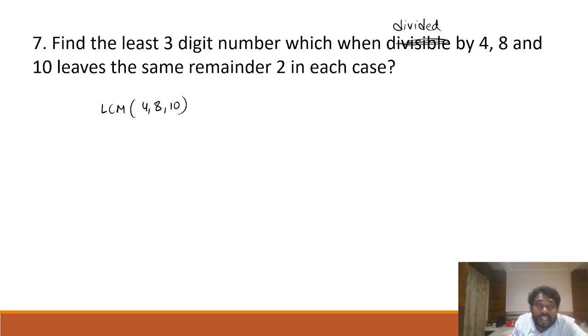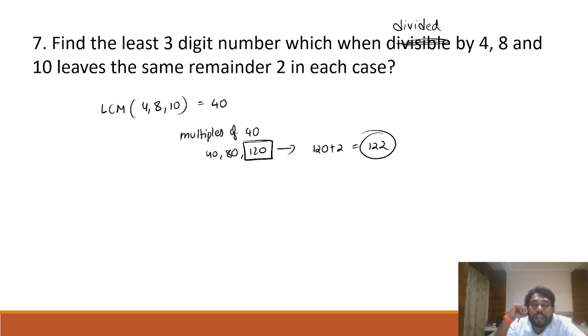So what is the LCM of 4, 8 and 10, guys? It is 40. So what you need to do is take the multiples of 40, that will be 40, 80, 120. So the first 3-digit number is 120, then you add 2 to it, you'll get 122. This will be your required answer. Okay, let's see the next question, guys.